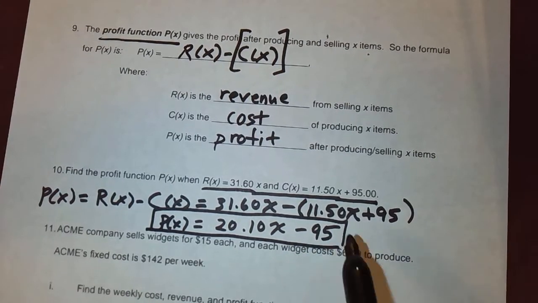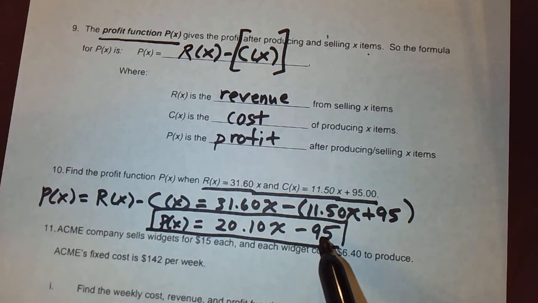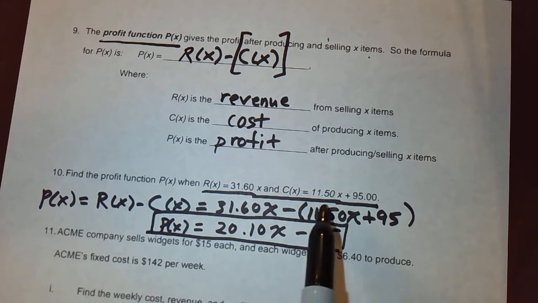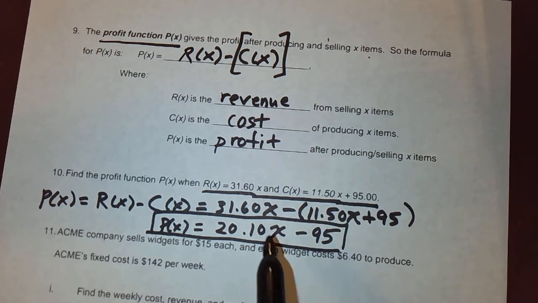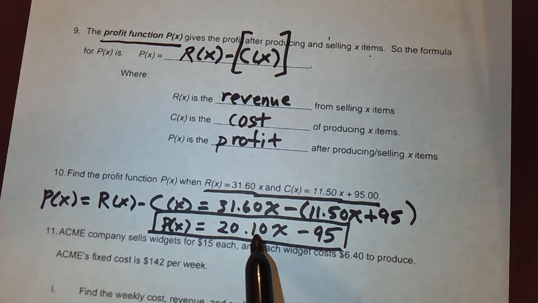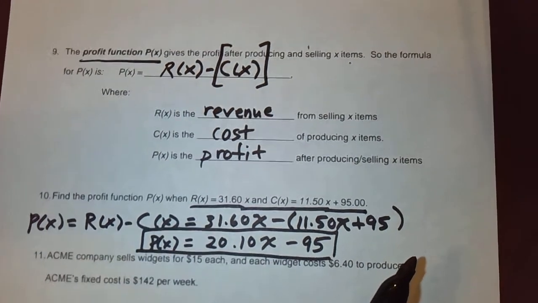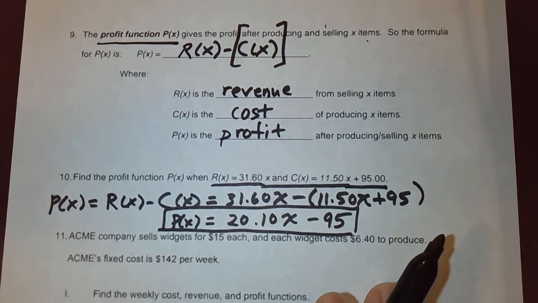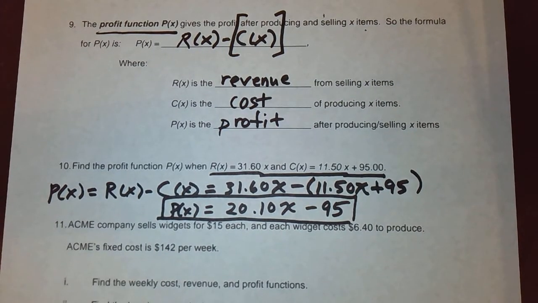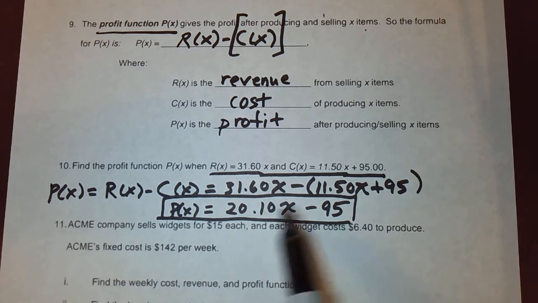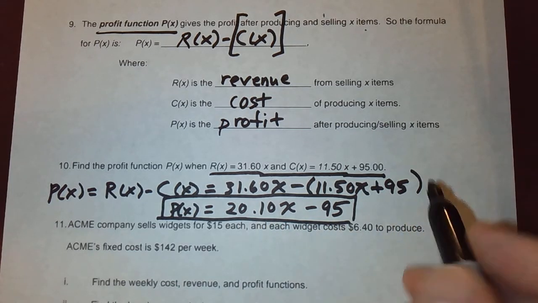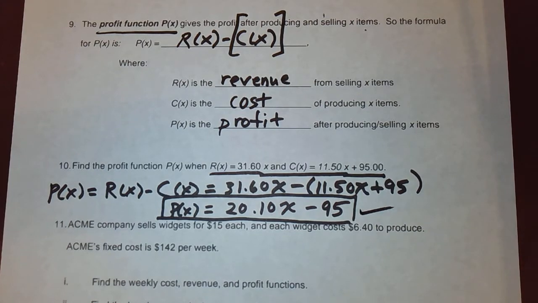So what that tells us, you can see the minus 95 because 95 was the fixed cost that came out of the cost function. So you have to subtract that from your profits each month. And the $20.10 is simply the profit you make for selling each item. The revenue brought in minus the cost going out for each item. So the profit function is very simple.